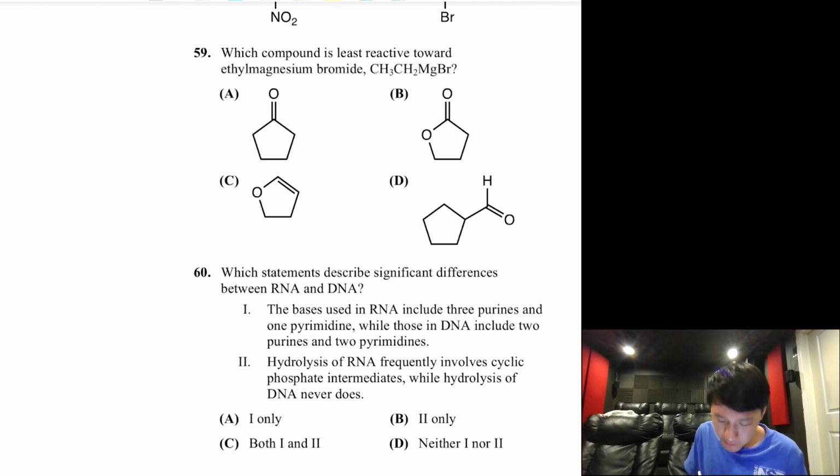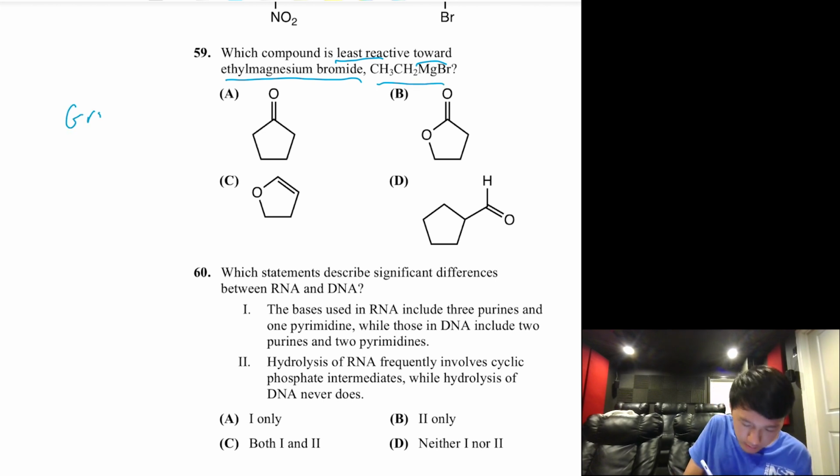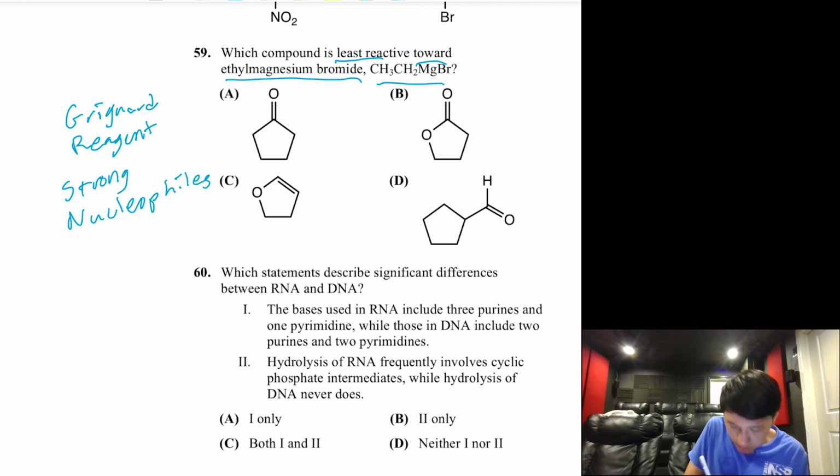Problem 59. Which compound is least reactive towards ethyl magnesium bromide, CH3CH2MgBr? So ethyl magnesium bromide is a Grignard reagent. Grignard reagents are strong nucleophiles, and they attack places that are strongly electrophilic, which means that they don't have a lot of electron density. Whenever there's a carbonyl group in particular, this carbon is very susceptible to attack by the Grignard reagent because it has a significant slightly positive charge as the oxygen withdraws electron density from it.